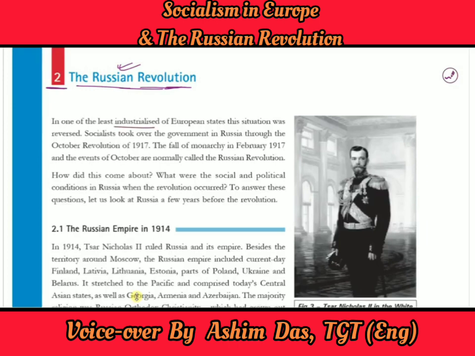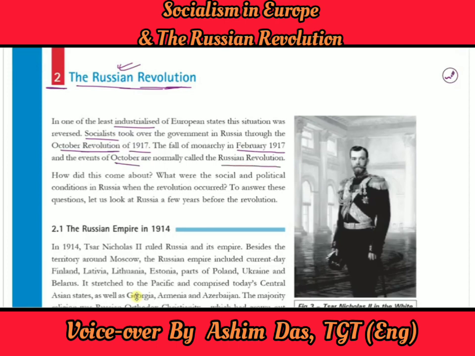In one of the least industrialized of European states, this situation was reversed. So many European states were there. Out of that, one of the least industrialized areas was Russia. And socialists, the people who followed socialism, had already taken over the government in Russia through the October Revolution of 1917. Now, the fall of monarchy, when the king was removed from power in February 1917, and the events of October are normally called the Russian Revolution.